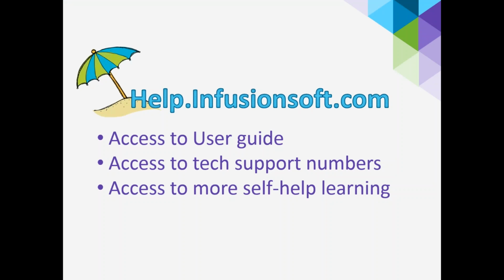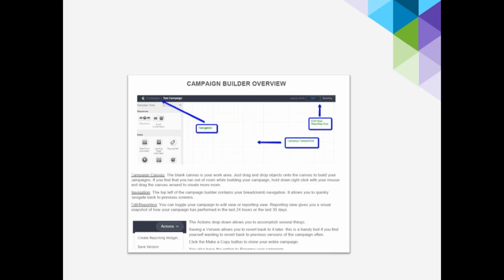With your Infusionsoft app, you do have access to our Help Center. It's located at help.infusionsoft.com. You have access to our user guide, our tech support numbers, and more self-help learning. There is a webinar tab at our Help Center, and if you click in it, you can either sign up for our basic training webinars, which are the same 3 every week, or you can have access to the mastermind webinars. You can search for a webinar, peruse down the list, click in it, and watch a webinar right from there. So that's help.infusionsoft.com.